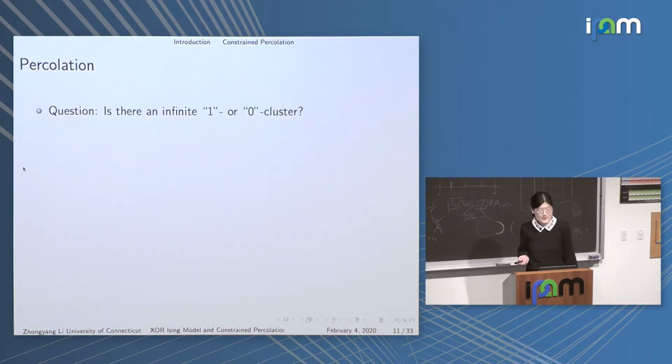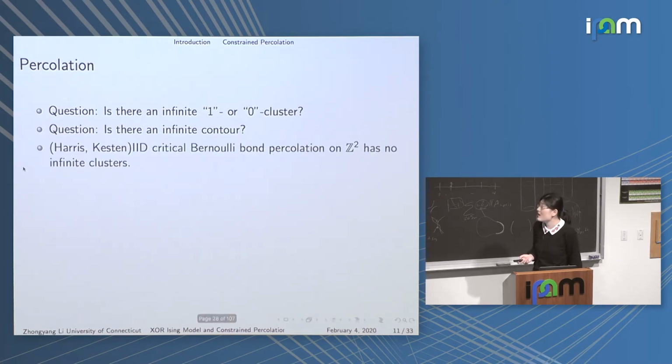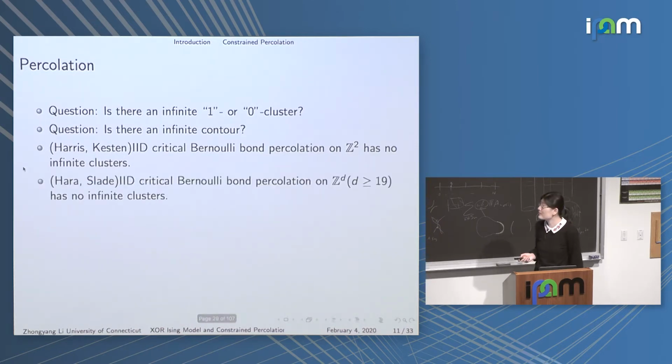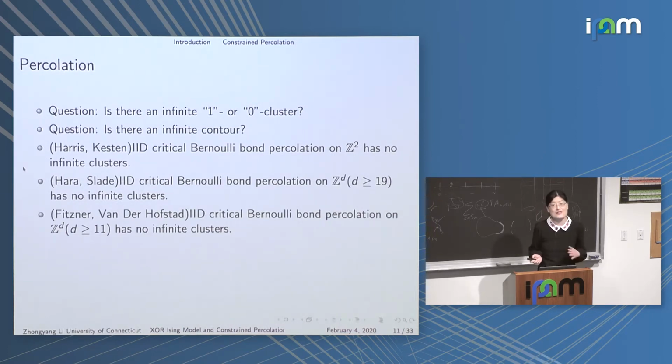So then we're going to ask natural questions, classical questions in percolation. For example, is there an infinite 1 cluster or is there an infinite 0 cluster? And another question is, is there an infinite contour? Those questions have been studied extensively in the non-constraint case. So when there's no constraint, you consider i.i.d. Bernoulli bond percolation on the square grid. For the i.i.d. bond percolation, each edge is associated with a Bernoulli random variable which takes value 1 with probability p and value 0 with probability 1 minus p.